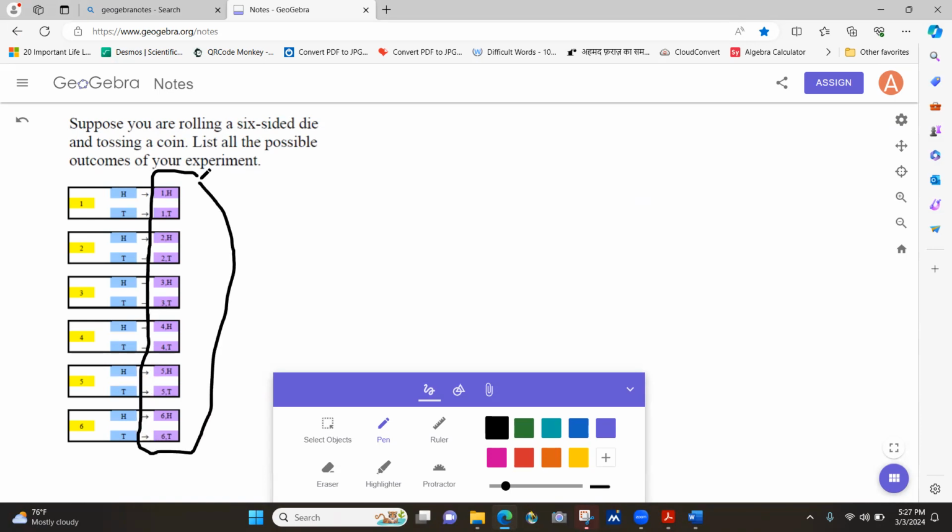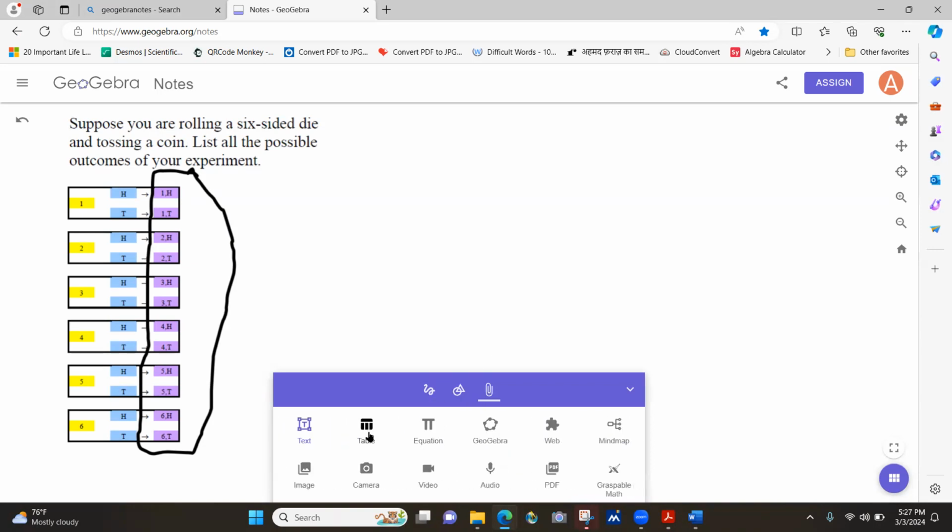You're listing it a little differently. You could get one with the head, one with the tail, two with the head, two with the tail, three with the head, three with the tail, four with the head, four with the tail, five with the head, five with the tail, six with the head, six with the tail. So again, you can use the fundamental counting principle to find out how many there are. Of course, you can count.